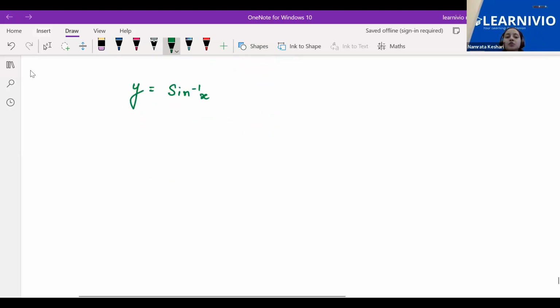Let's check it. So we know that we can write this y is equals to sine inverse x as sine y is equals to x. Yes or no, Annapurna? Yes. Okay. Now if we differentiate both sides with respect to x, we can do so, right? Yes.